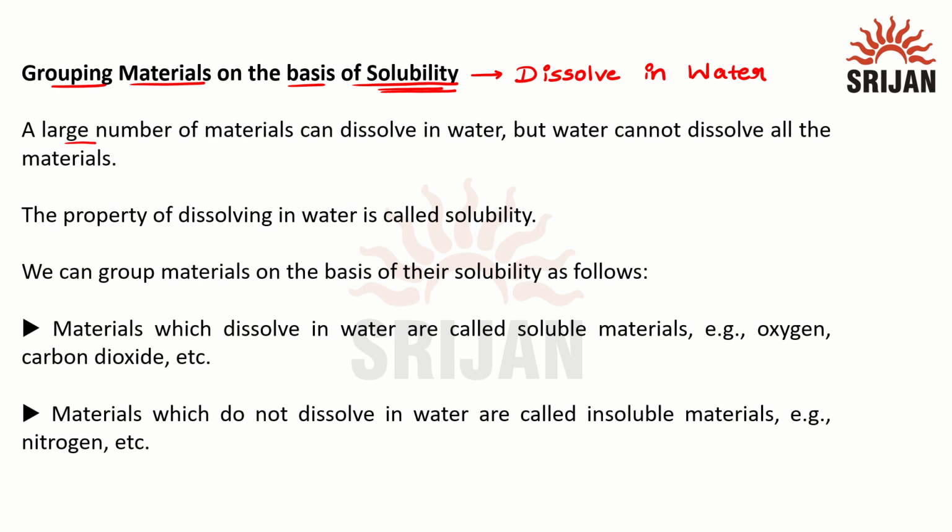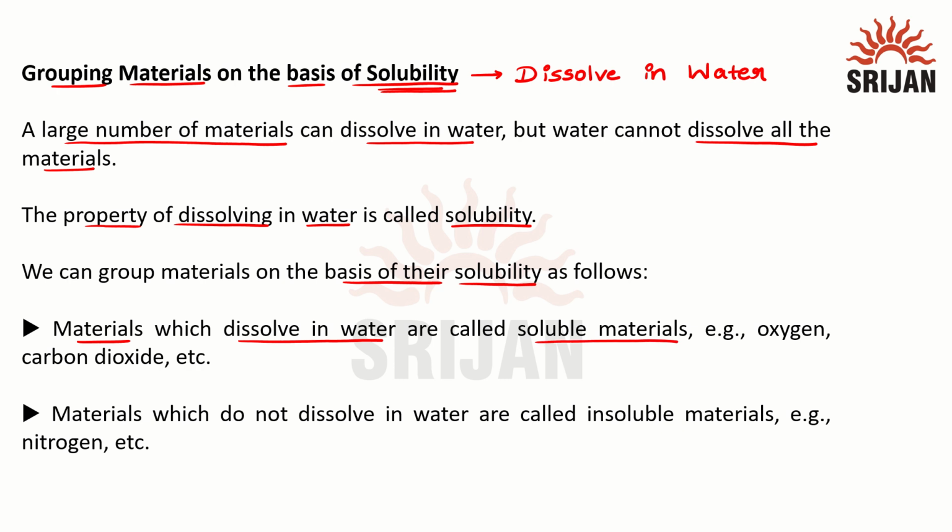And we know that a large number of materials can dissolve in water, but not all materials can be dissolved in water. For example, wood, stone, etc. will not dissolve. So the property of dissolving in water is termed as solubility, and we can group materials on the basis of their solubility into two groups. One is the materials which dissolve in water, called soluble materials.